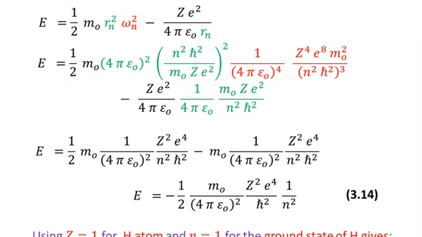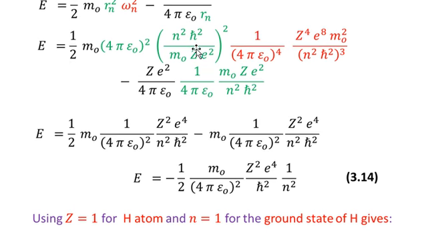Simplifying these equations, that is, manipulating these parameters, I obtain this relationship that capital E is equal to half m naught times 1 over 4 pi epsilon naught raised to power 2, and then Z square times e to the power 4 divided by n square and h bar square. From the second term we have a minus m naught times 1 over 4 pi epsilon naught raised to the power 2, and then Z square times e to the power 4 divided by n square and h bar square. You see that the two terms are exactly identical, except that there is a factor of half with the first term. So half minus 1 will give you minus half.